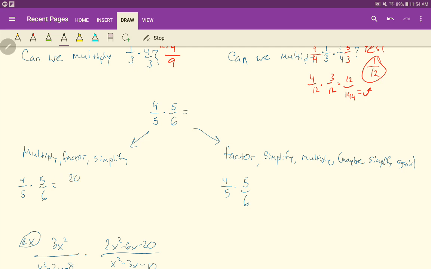So multiply first, so you get 20 over 30. Then you factor. So that means breaking down the 20 over the 30 into its primes. And I mean, it doesn't have to be the primes necessarily. So for example, 20 is 2 times 10, and 30 is 3 times 10.